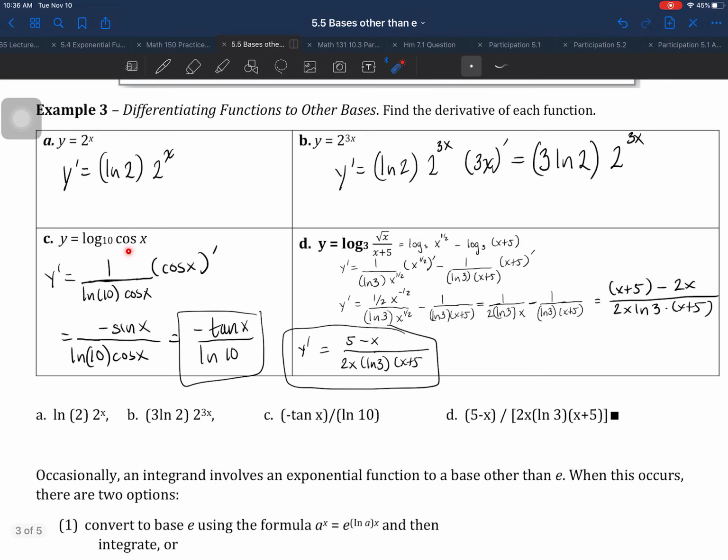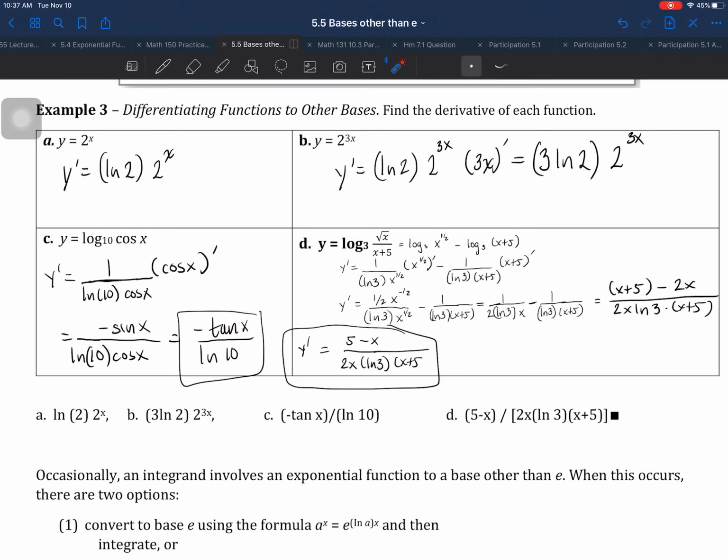For the logarithm, we'll do the same thing, right? This is the inside of the logarithm right here, the cosine of x. So the derivative of that will be 1 over the inside, multiplied by 1 over natural log of the base 10, and then don't forget to multiply by the derivative of the inside, and that will be negative sine of x all over natural log of 10 times cosine of x. Now remember that this can simplify to be tangent of x. We carry the negative, so that gives us negative tangent of x over natural log of 10.